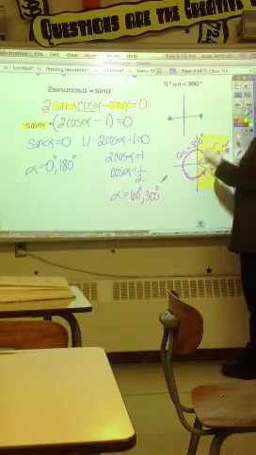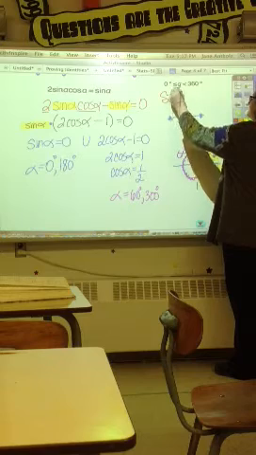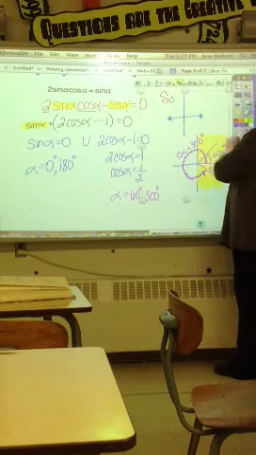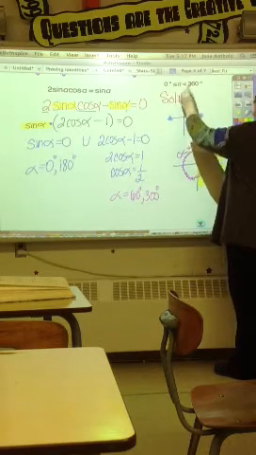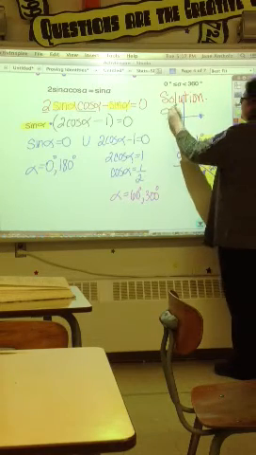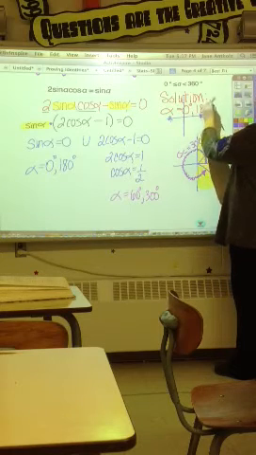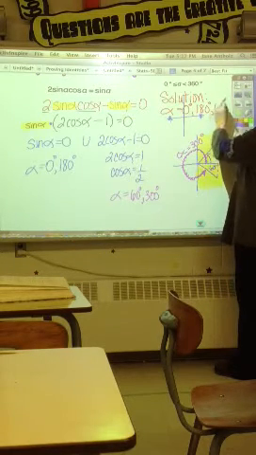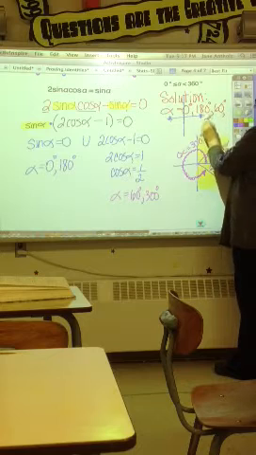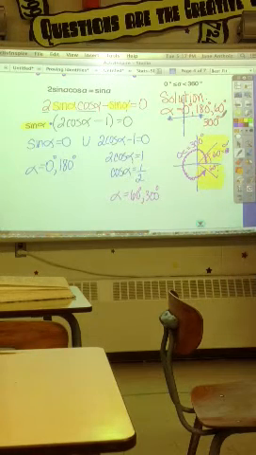So our solution, the values that will make our original true: alpha could be 0 degrees, 180 degrees will make it true, 60 will make it true, as well as 300 degrees.